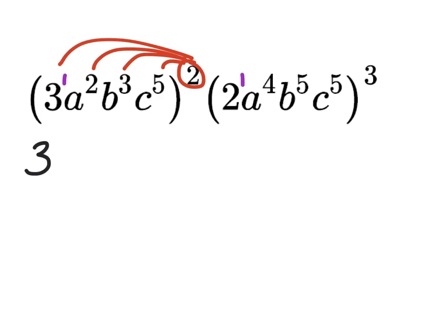So all the bases stay the same, 3, a, b, and c, but I'm going to take that 2 and multiply it by all the exponents. So that'd be 2 times 1 as the exponent of 3, which is 2. 2 times 2, that's the exponent of a, which is now 4. 2 times 3, the exponent of b, which is now 6. And 2 times 5, the exponent of c, which is now 10. So that takes care of that set of parentheses.